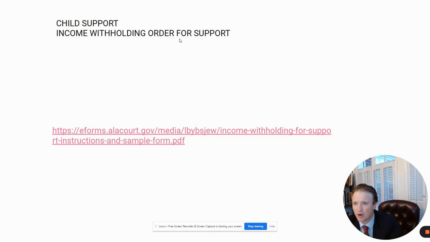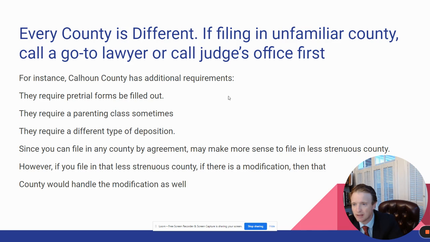Next, an income withholding order for support. There's way too much involved in this for me to go over how to do that in this video. This form here will explain how to do an income withholding order for support. Again, every single county is different, maybe even every judge's county. So I always tell other lawyers to call the go-to lawyer in town and say, hey, can you send me what I need for this county?